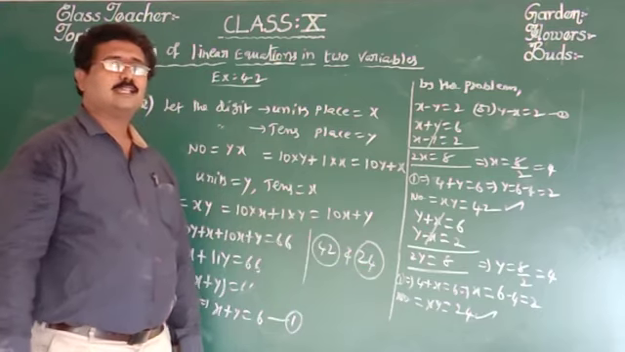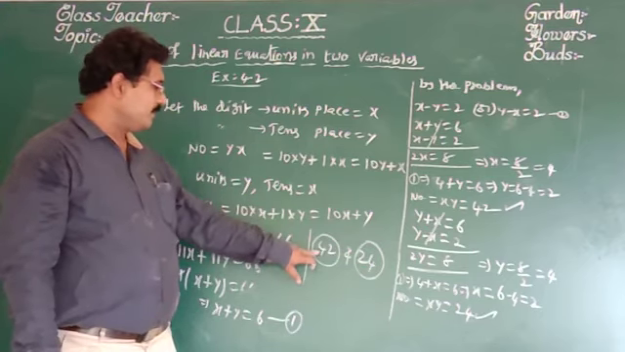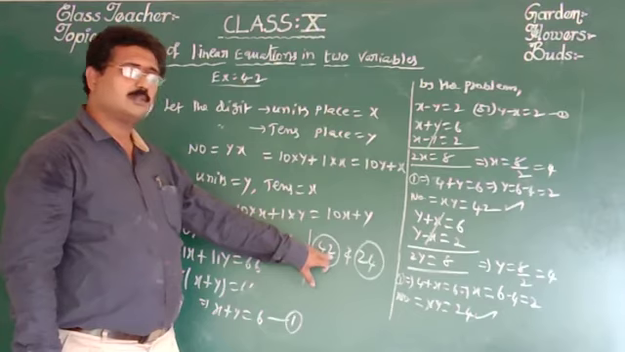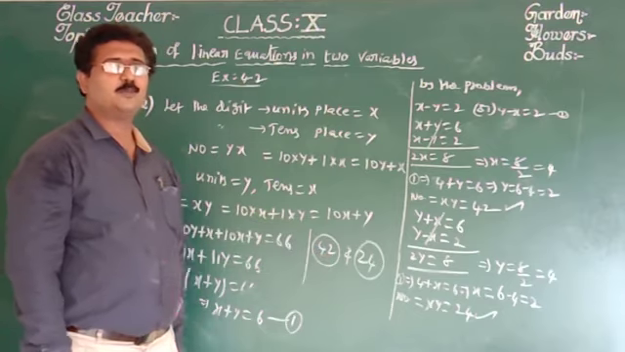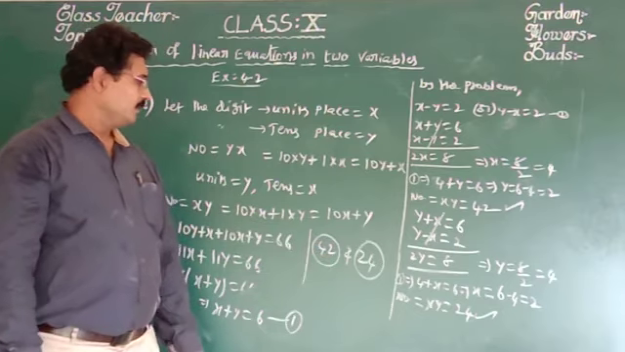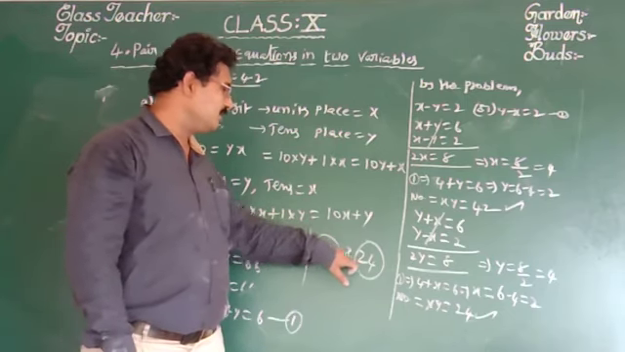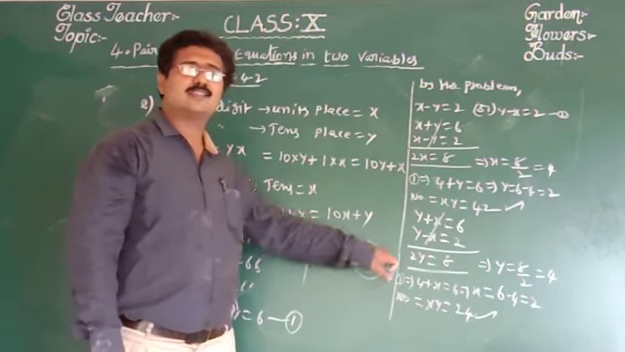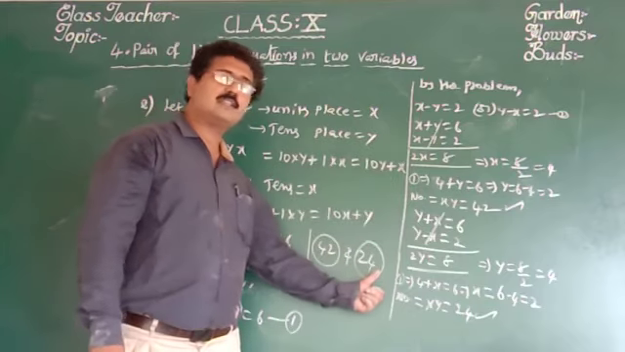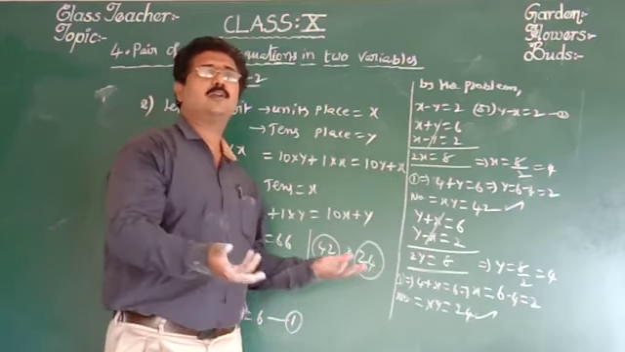Again, multiply the tens digit by 10: 10 fours are 40 plus 1 two is 2, so 40 plus 2 is 42. The sum of these two, 42 plus 24, is 66. Hence, the sum of the number and its reversed digits is 66, and the problem is right.